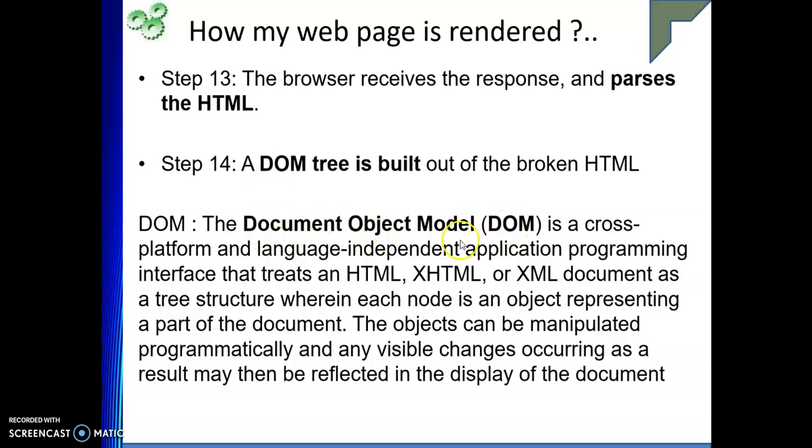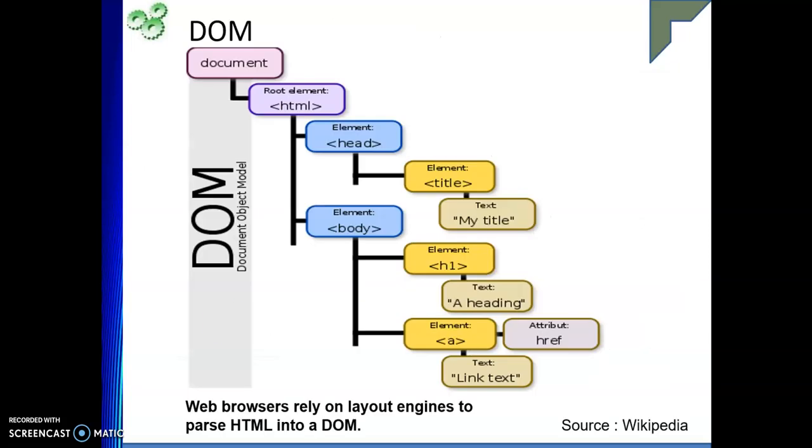DOM means Document Object Model, and it is nothing but a cross-platform, language-independent application programming interface that helps to treat this HTML document as a tree structure, wherein each node is an object representing a part of the document itself. Okay, so having said this, we will discuss more in some other session. So now, DOM objects.